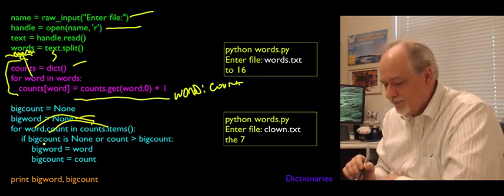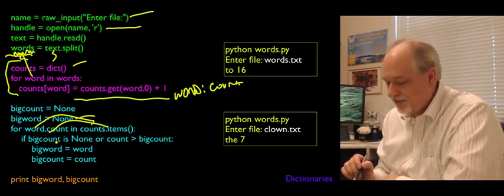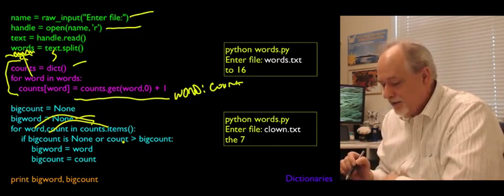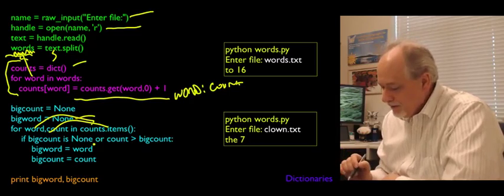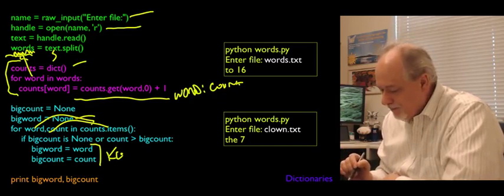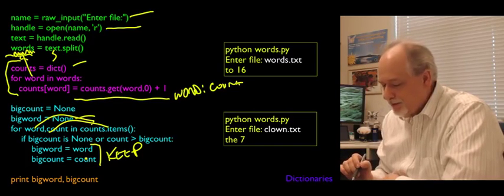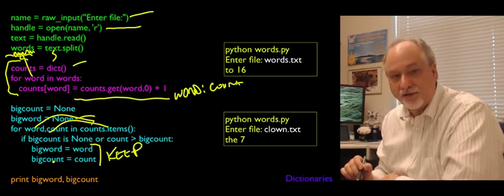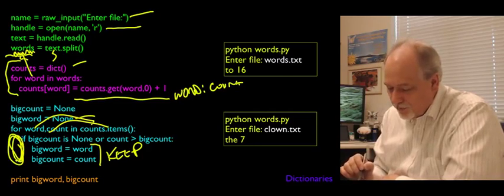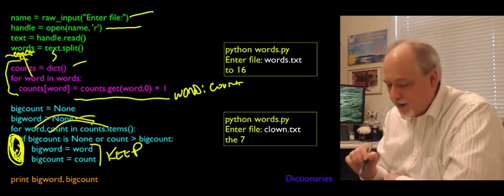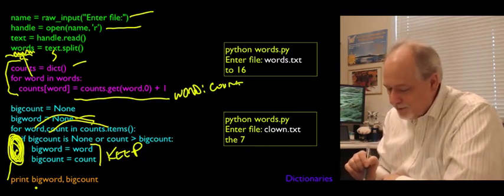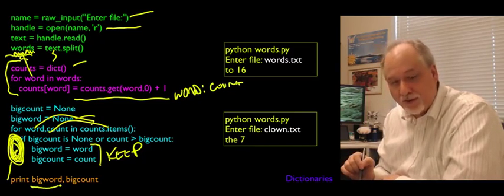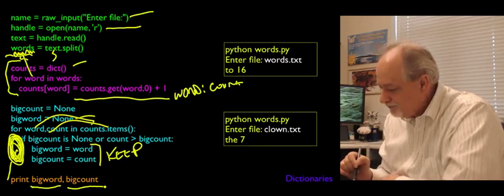And then I'm going to ask if the largest number I've seen so far is None, or the current count that I'm looking at is greater than the largest I've seen so far, keep them. Take the current word, stick it in biggest word so far. Take the current count, stick it in the biggest count so far. So this is going to run through all of the word-count key-value pairs, and then when it comes out, it's going to print out the word that's the most common and how many times.